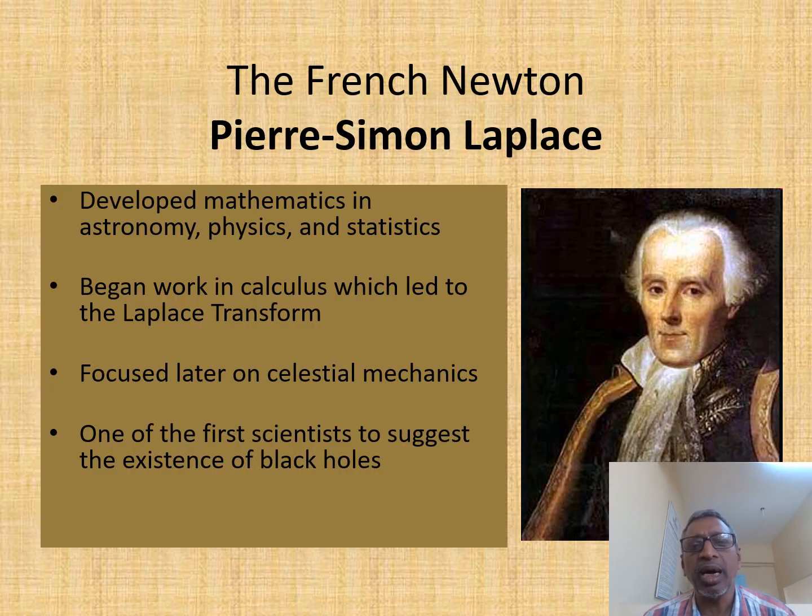The main credit for inventing the Laplace transform is due to Pierre Simon Laplace. He developed mathematics in astronomy, physics, and statistics. He began work in calculus, which led to the Laplace transform. Later he focused on celestial mechanics, and was one of the first scientists to suggest the existence of black holes.